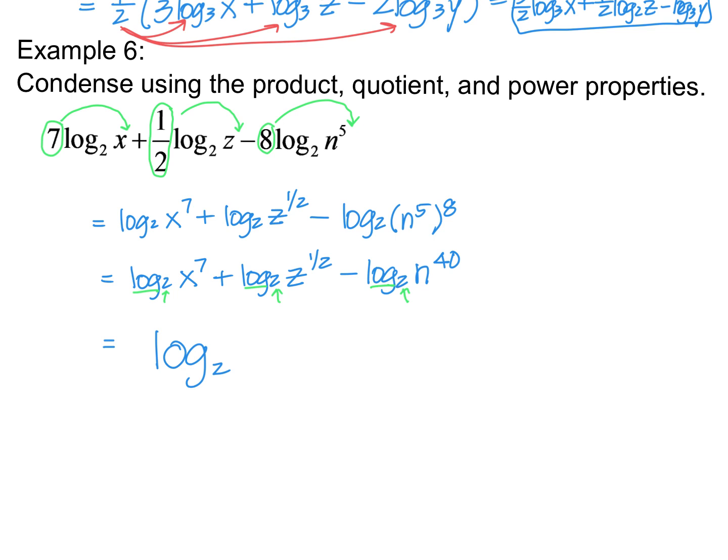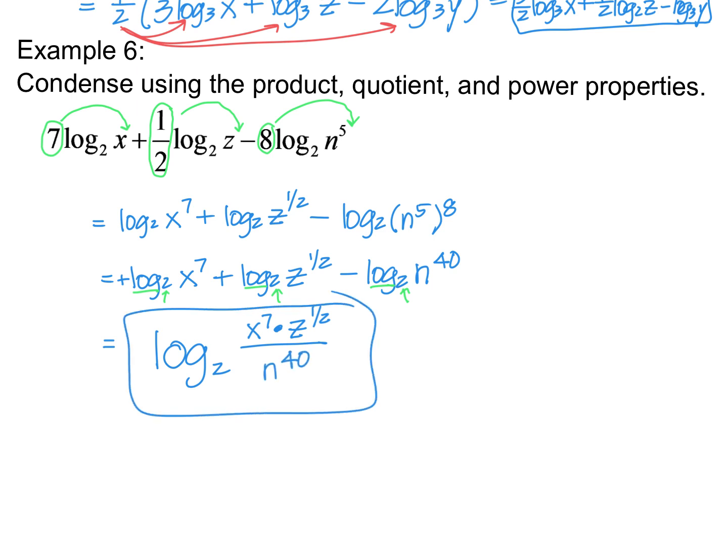Notice that there is a hidden plus sign in front of this first term, telling us that x to the 7th goes in the numerator. Then we have a plus sign, so that tells you that z to the 1/2 also goes in the numerator. But we have a minus sign here, which tells us that n to the 40th goes in the denominator. And this is our answer.